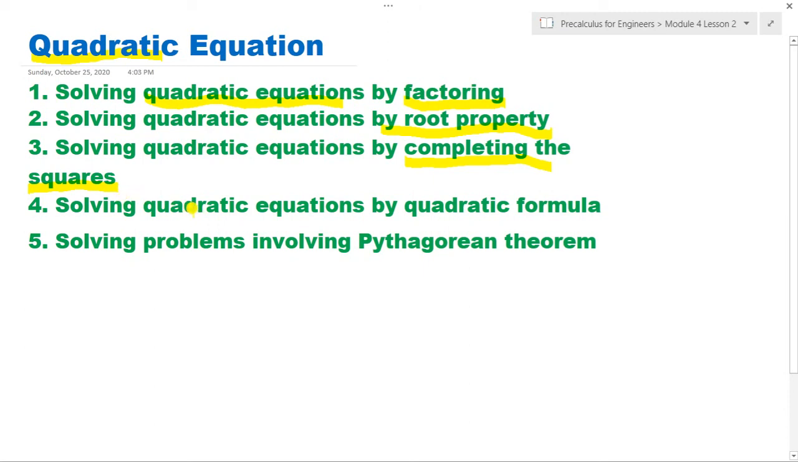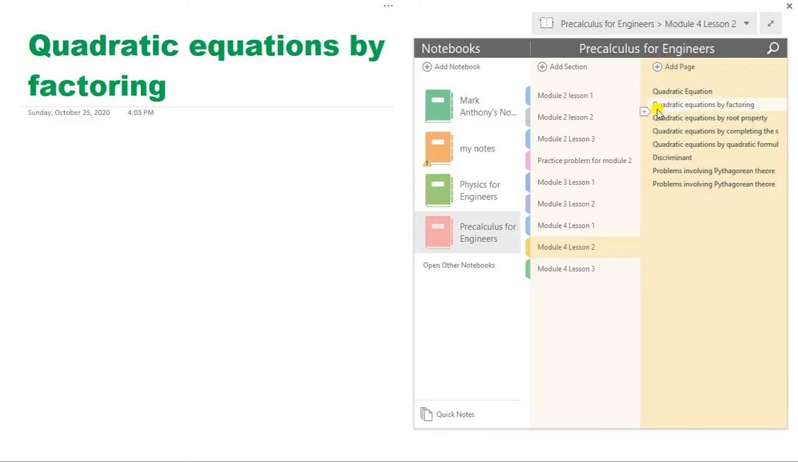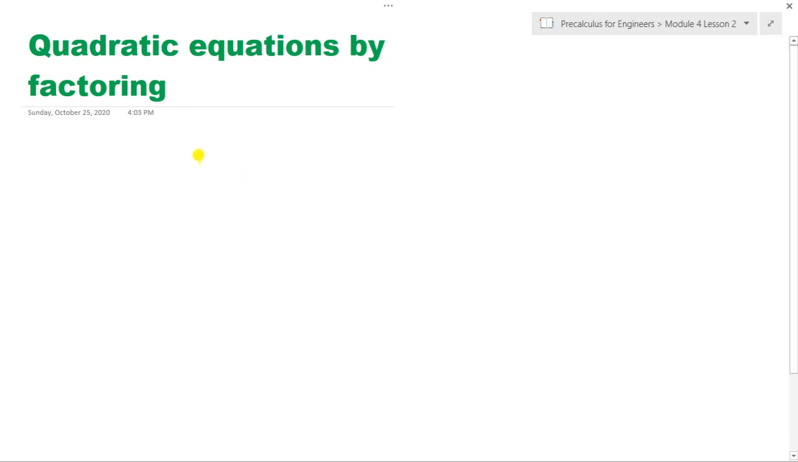And then the next one is by using a formula, the quadratic formula, the famous quadratic formula, which is also derived from the previous method, which is completing the squares. And then finally, let's have some real life applications that deal with quadratic equations involving the famous Pythagorean theorem. Okay, so let's start by solving quadratic equations by factoring.